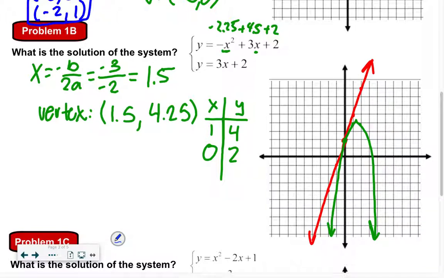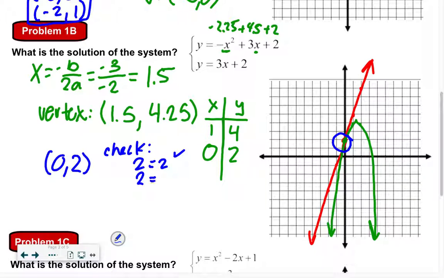How many intersection points do you think we have? We know for sure 1, right? 2? Think we have 2? We know for sure that one, 0, 2. So let's plug that in, just to double check. If I plug 0 in here, I get 2. So 2 equals 2. Good. If I put 0 in here, I get 2. So that one's good.